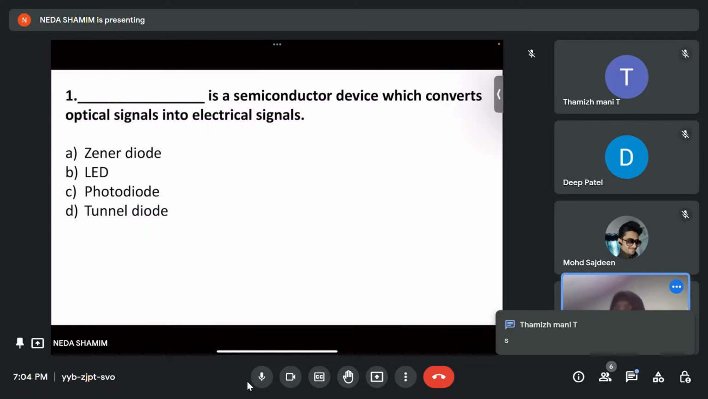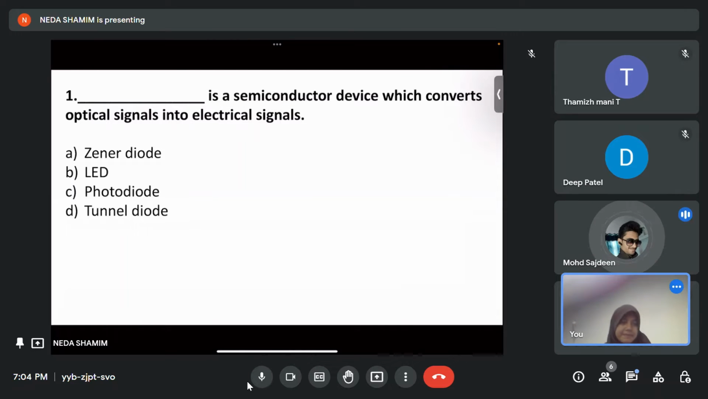So dash is a semiconductor device which converts optical signals into electrical signals. I have already told the answer during the introduction of the class. What's the answer? Photodiode. Yes. Photodiode will convert the optical signals into electrical signals.